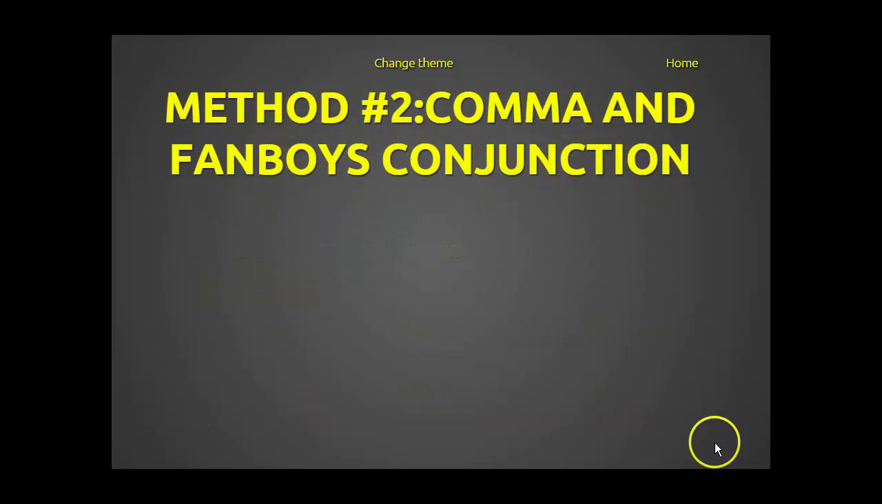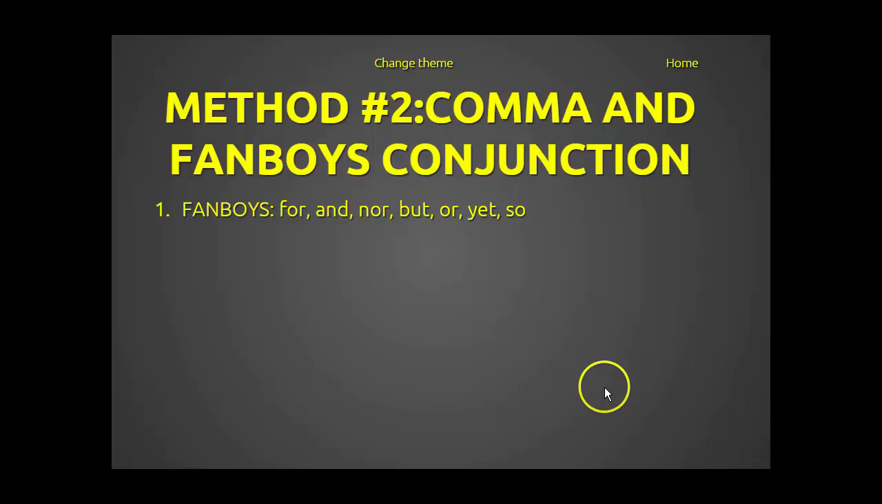Method 2. Comma and a FANBOYS conjunction. Now FANBOYS is an acronym, and it stands for, and, nor, but, or, yet, so. Your most popular conjunction is of course and, but soon thereafter it's but and so. Nor is hardly ever used to connect two sentences together. In fact, I've never seen it. It's usually connected to words or phrases. And then or and yet are options, and then yet is similar to but.